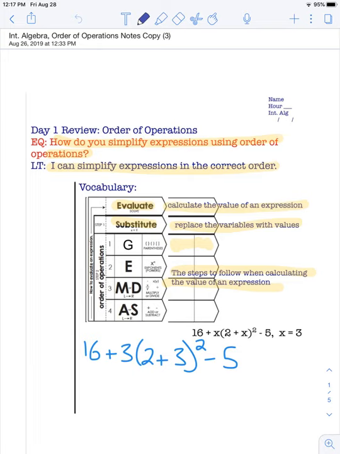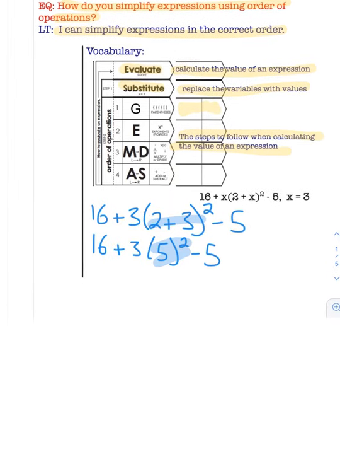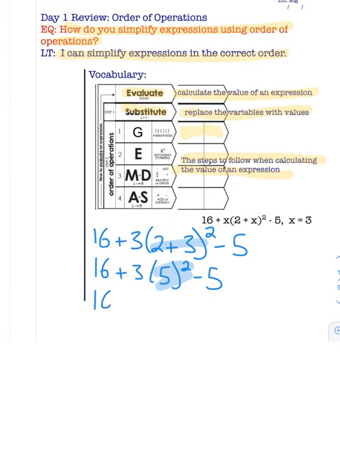So first thing we need to do is any grouping symbols. Notice that parentheses, 2 plus 3, we're going to do that first. So I'm going to rewrite everything the same. 16 plus 3 times 5 squared minus 5. Next step is exponents, so I see 5 squared. I'm going to rewrite that as 25, so now I have 16 plus 3 times 25 minus 5.